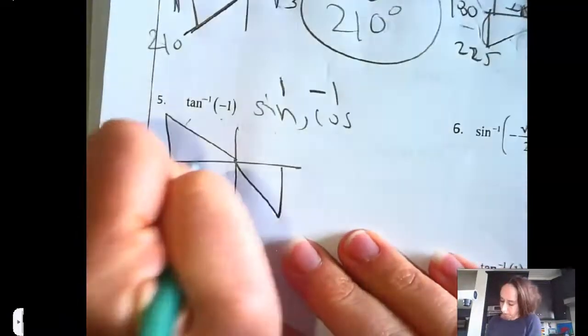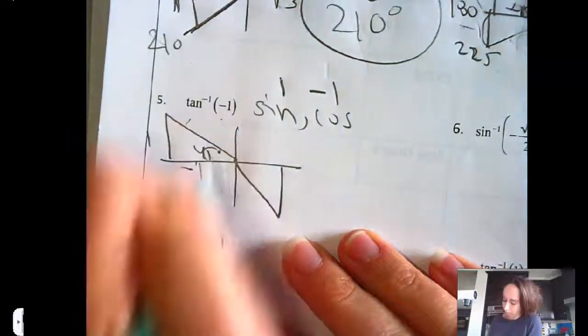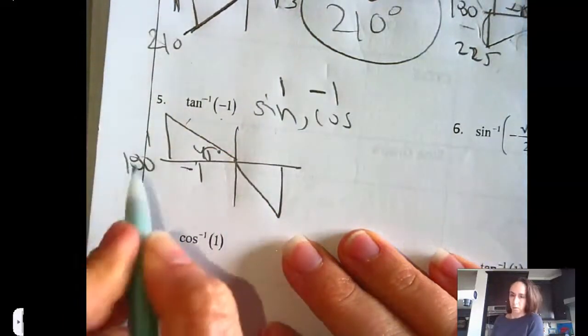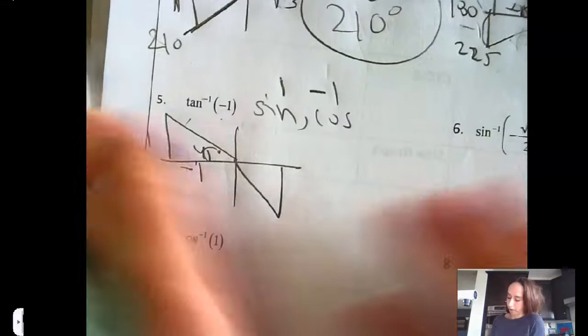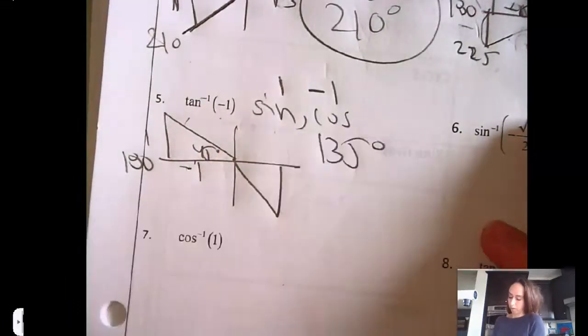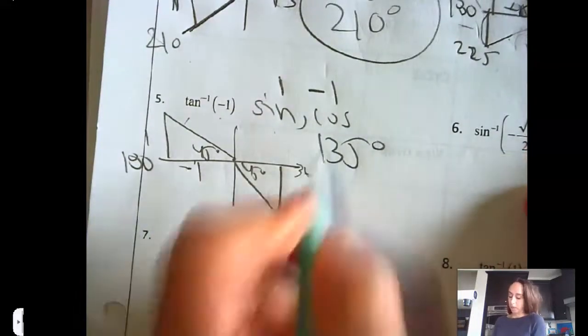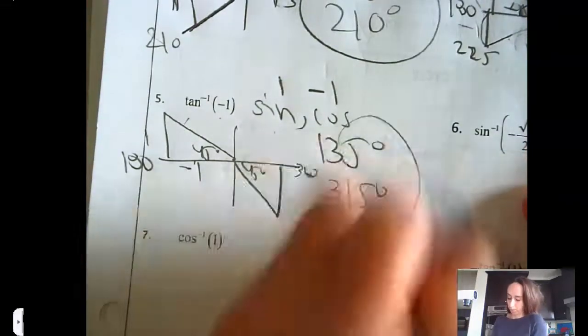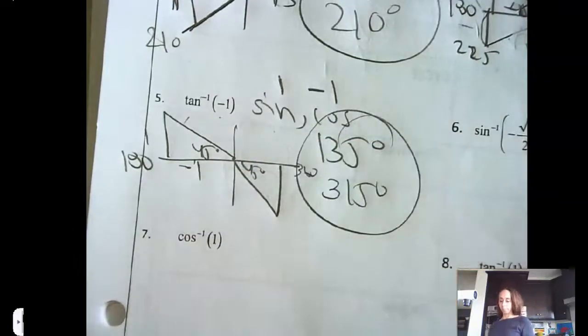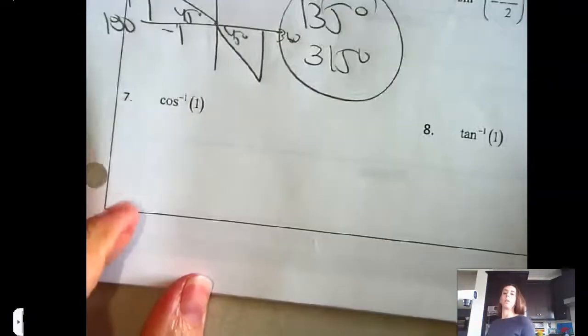Now, if we're dealing with negative 1 and 1, it's a 45, 45, 90. What do we do? Subtract, 135. And then what is it closest to? 360. So 315.